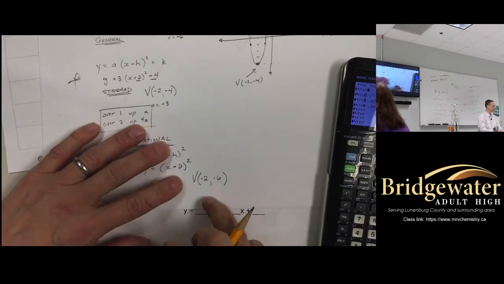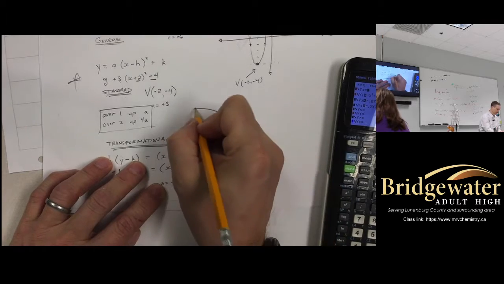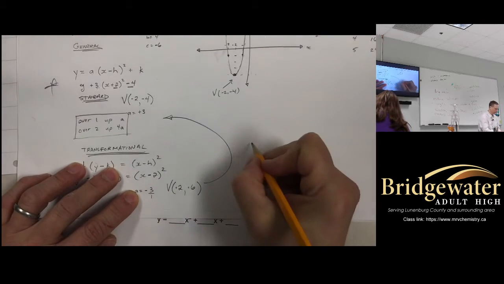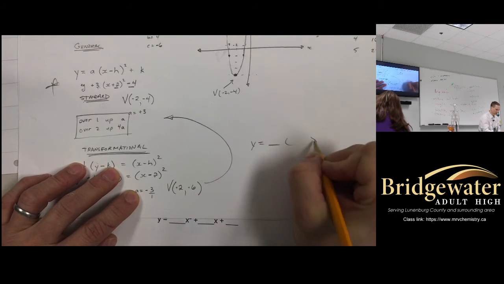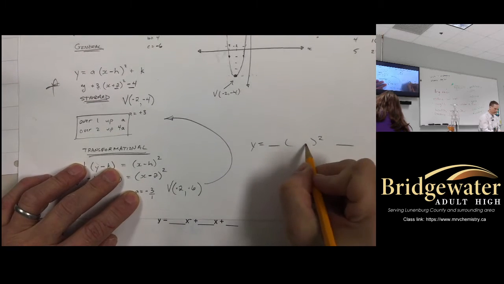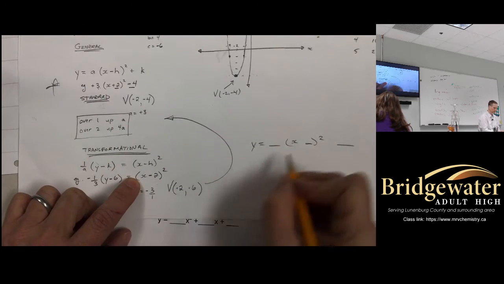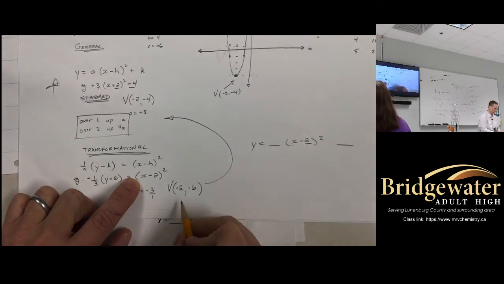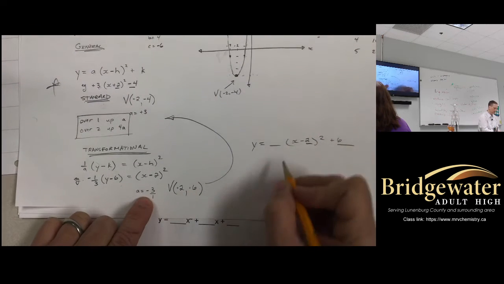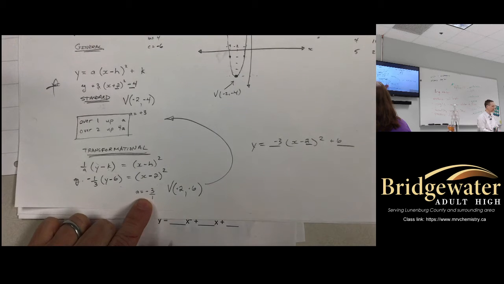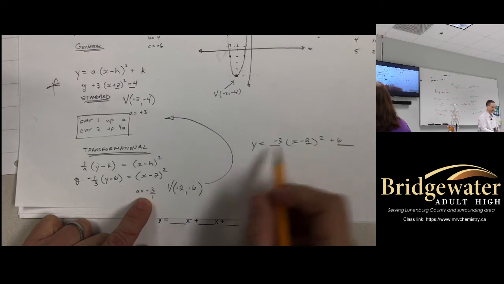And once you have the vertex and the a, we can easily convert to the normal format. The standard format is y is equal to blank, blank, blank, okay? And the x part doesn't change, but the y part, +6, and the a part, -3. So there it is in transformational format. Okay, there it is in standard format.